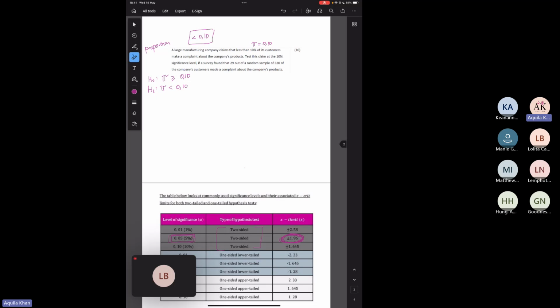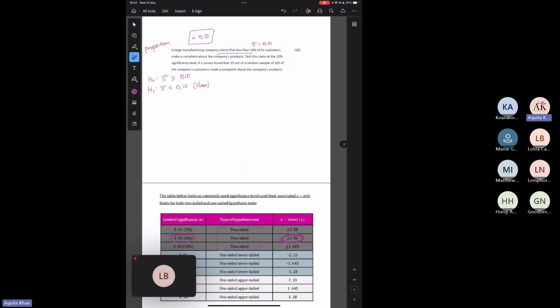So, is the claim in the null hypothesis or is the claim in the alternate hypothesis? His claim was that it's less than 10%. So, the claim that the company is making, sorry, I said his, I meant the company. So, the company's claim is in the alternate hypothesis. And the second thing we then need to look at is what type of test we're working with.